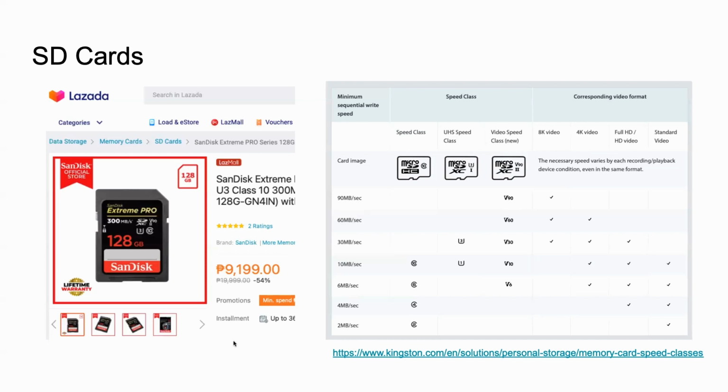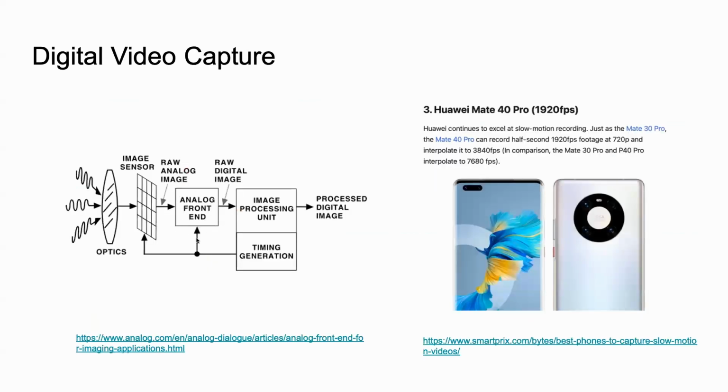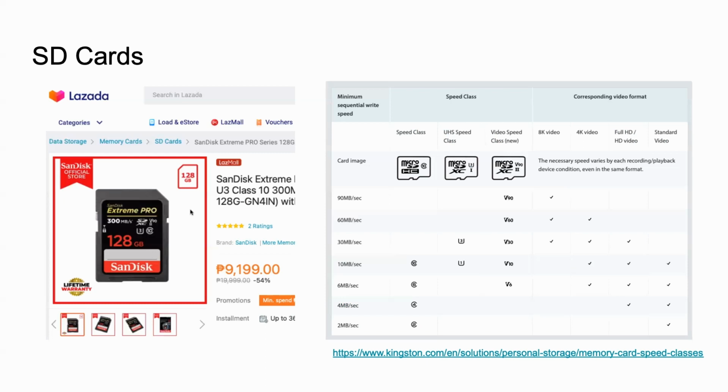So that's how you get digital video. You need also capture media to store all these images, aside from, of course, having a fast analog front end and fast media to store images coming out of the processor.